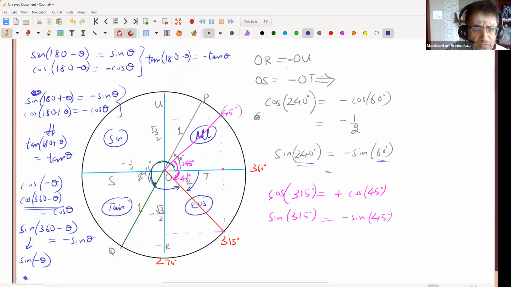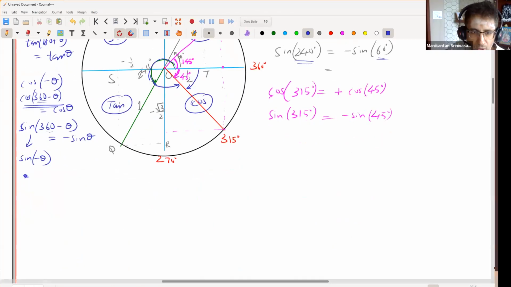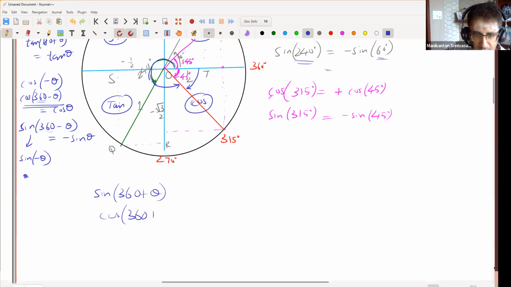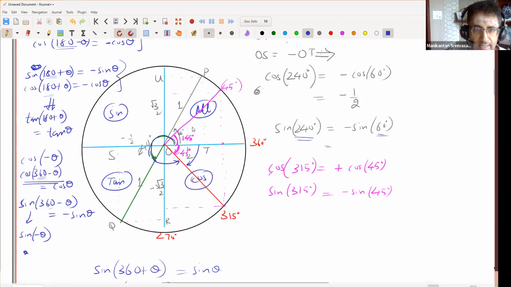Now, in all of these cases, notice that I've talked about 180 plus theta, 180 minus theta, 360 minus theta. Of course, 360 plus theta will be back to the first quadrant, so no surprises there. Sine of 360 plus theta will be sine theta only, and cos of 360 plus theta will also be cos theta, and similarly with tan, because everything is back to the first quadrant.